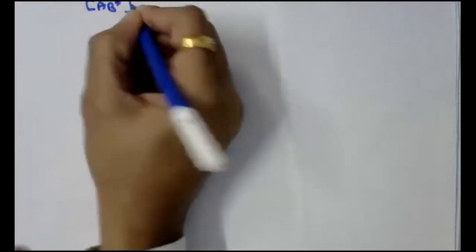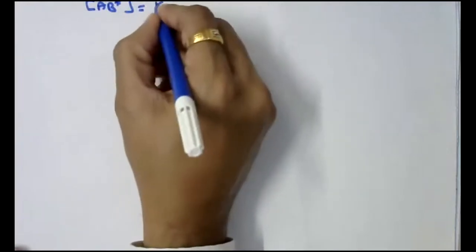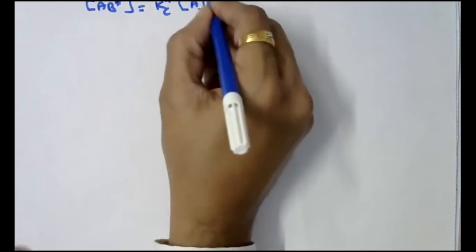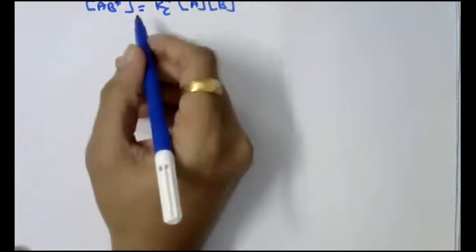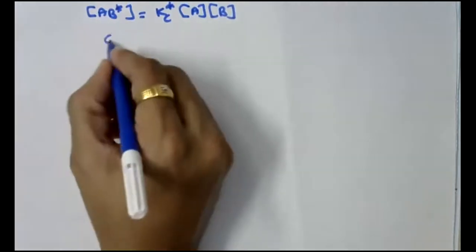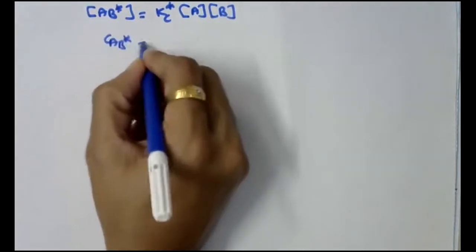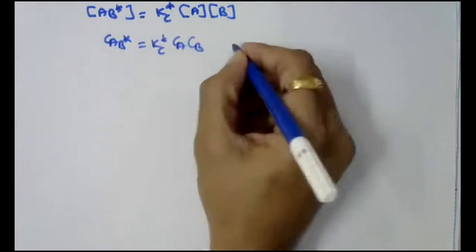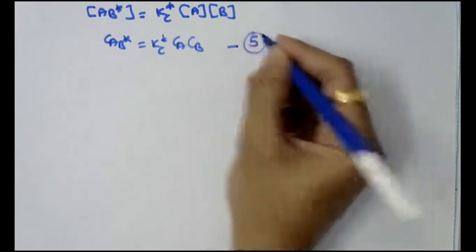So simplifying the equation 4, we may write AB star is equal to Kc star multiplied by concentration of A into concentration of B. This you may write like this also, CAB star is equal to Kc star into Ca into Cb. This can be considered as equation 5.